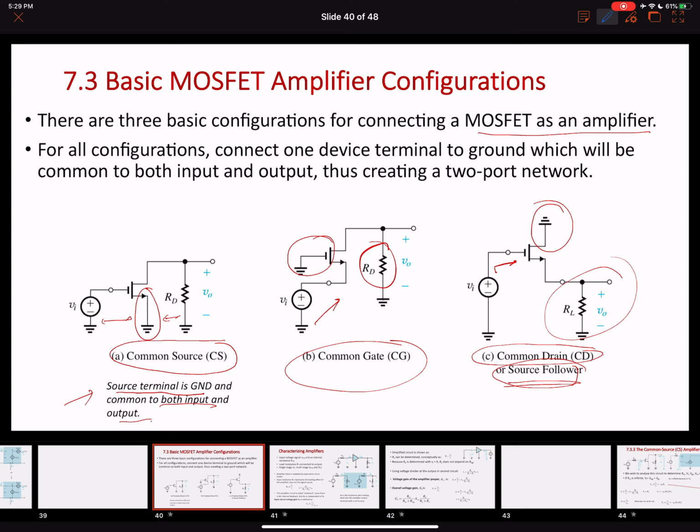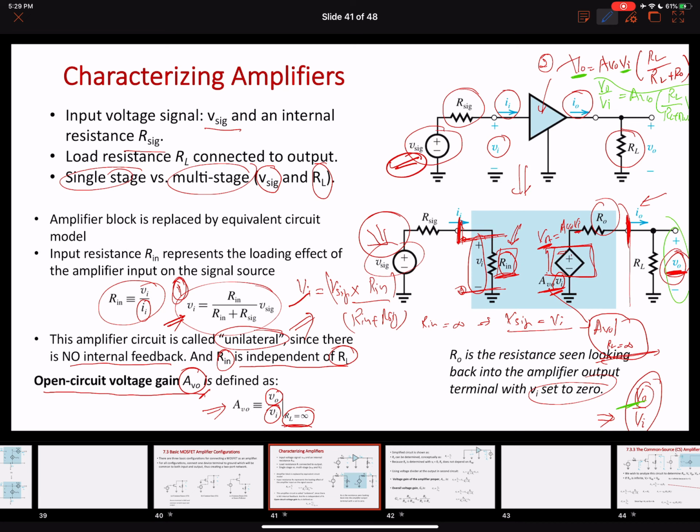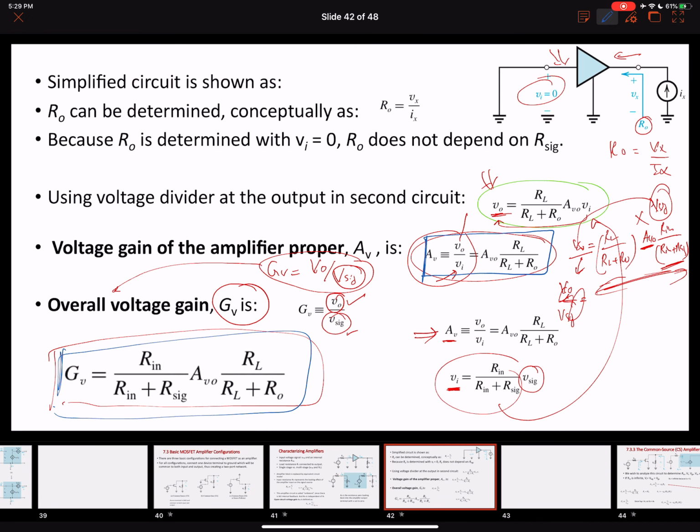We can use the MOSFET as an amplifier in these three basic configurations: common source, common gate, and common drain. We started with a very generic representation of an amplifier and ended up deriving these equations for the open loop voltage gain of an amplifier, V naught over Vi, and the overall voltage gain of the amplifier circuit, V naught over V sig.